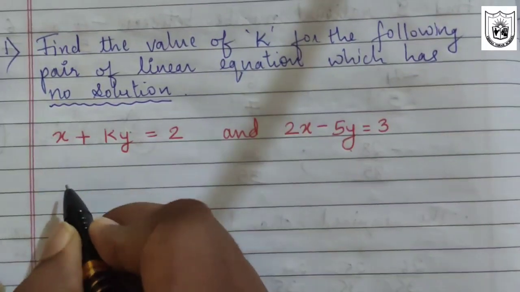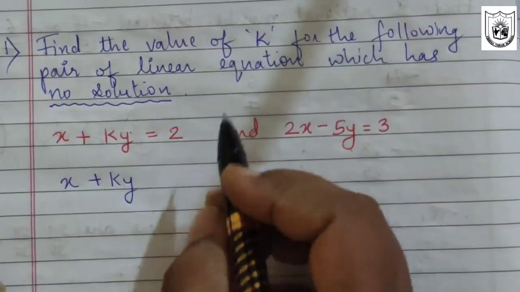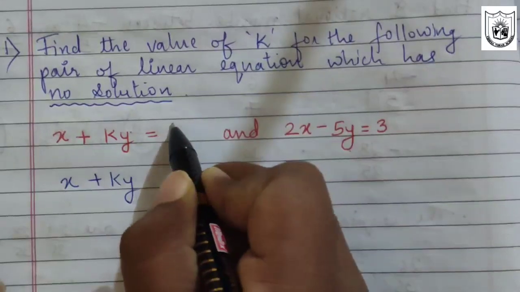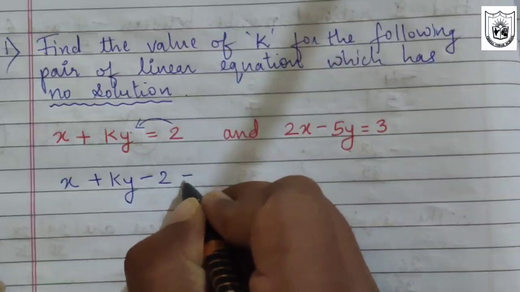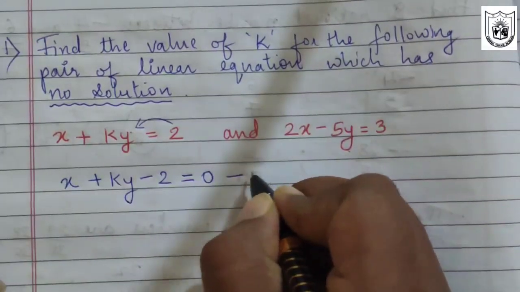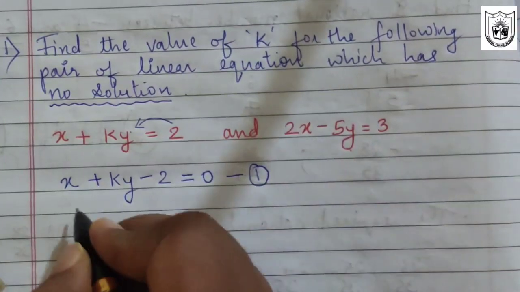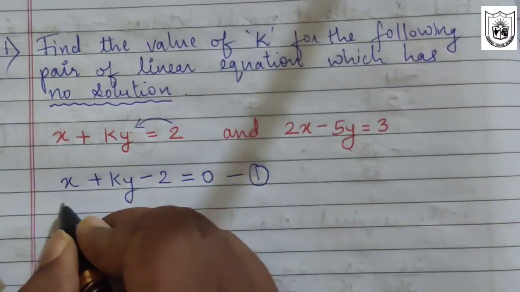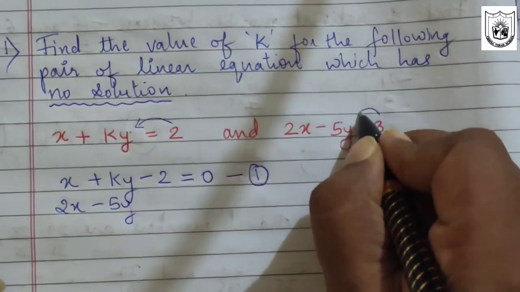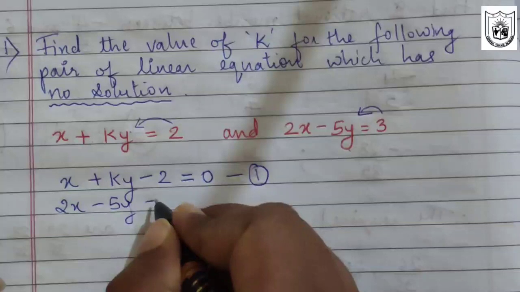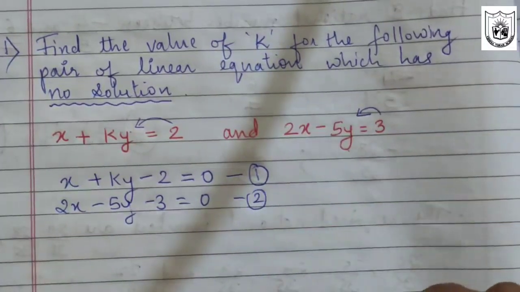So let us check for the first equation. We have x plus ky. The constant number is on the right hand side, so we will transpose it and bring it to the left hand side. So it will become minus 2 equals 0. This will be equation 1. Similarly for the second equation, we will have 2x minus 5y. 3 will be transposed to the left, so it will become minus 3 equals 0. This will be our second equation.